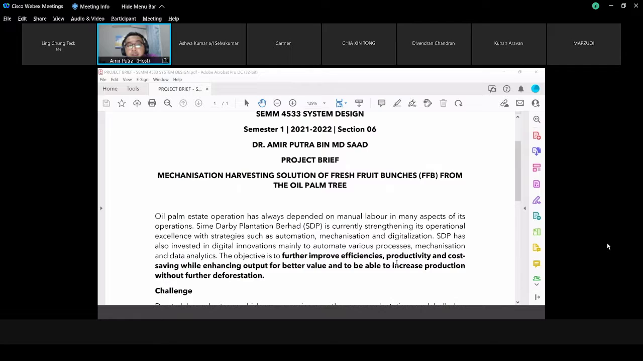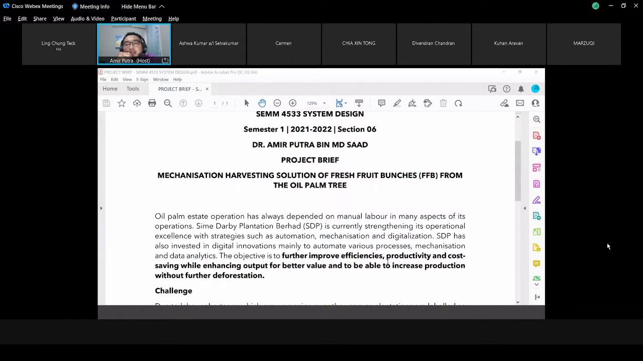So later we will see the current workers, the current labor working in the plantation. One skillful person that can cut the FFB, the fresh fruit bunches, okay, buah sawit tu, tandan buah sawit tu. That skillful person, one worker only, covers 10 acres per day. He only, one person, covers 10 acres per day.